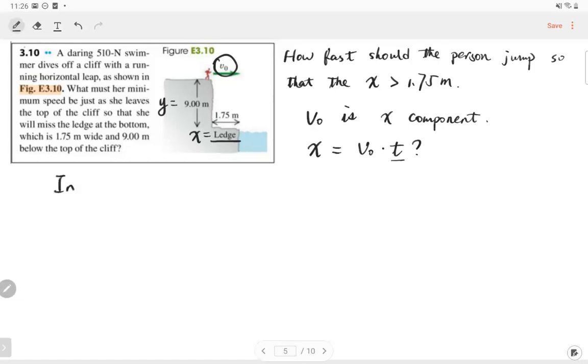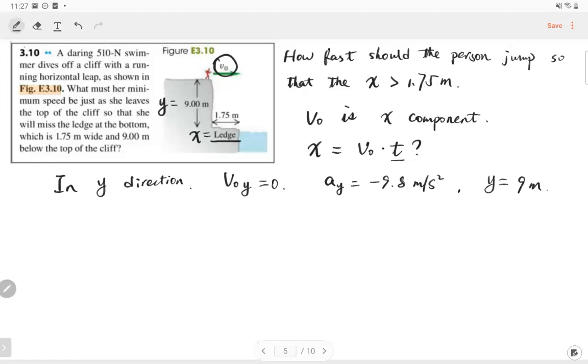Okay, in the Y direction, we know the initial velocity in the Y direction is zero because the initial velocity is only in the X direction, it's horizontal. So in the vertical, the velocity is zero. And another parameter we know is the acceleration in the Y direction is negative 9.8 meters per second squared. And also we know the displacement in the Y direction is 9 meters. So we know three parameters. If we know the three parameters, then we can solve the time. So we need the equation without final velocity.